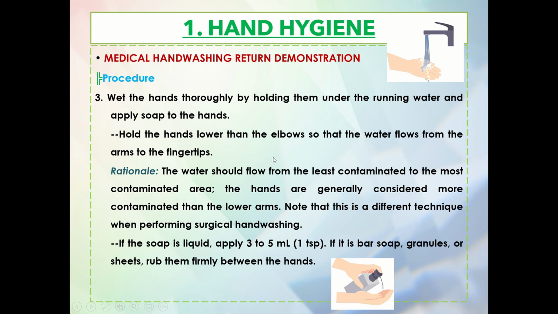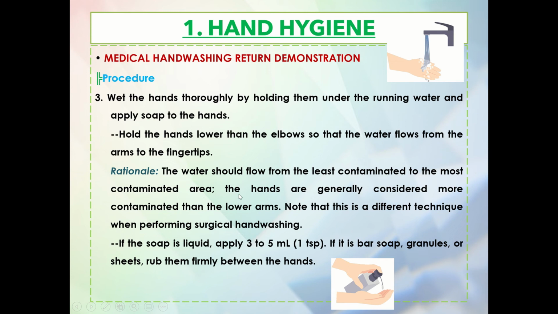So hold the hands lower than the elbows so that the water flows from the arms to the fingertips. Why? Because the water should flow from the least contaminated to the most contaminated area. The hands are generally considered more contaminated than the lower arms. Note that this is a different technique when performing surgical hand washing.